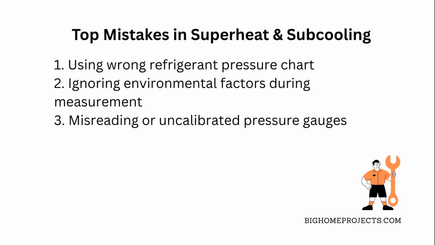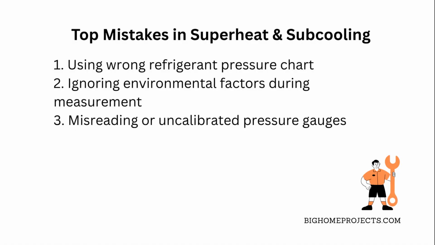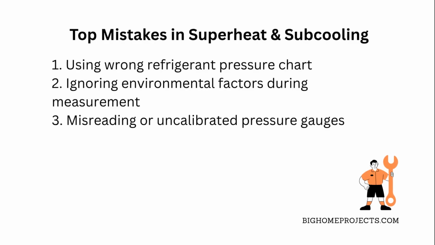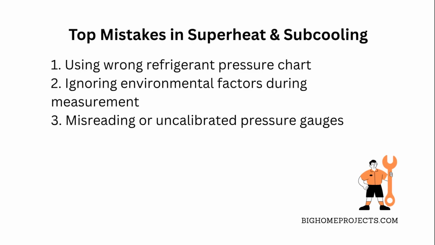One of the biggest mistakes folks make with superheat and subcooling is not using the correct pressure-temperature chart for their refrigerant, which leads to wrong calculations and system issues. Fix this by always confirming your refrigerant type before starting any measurements.